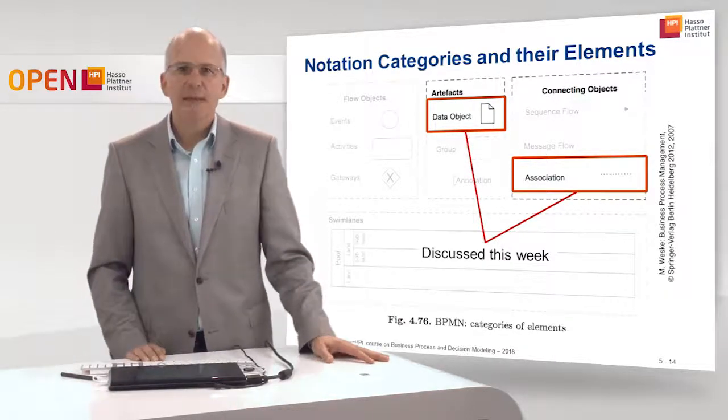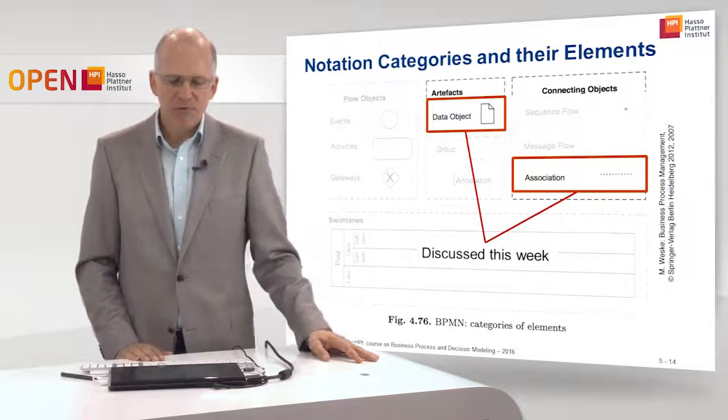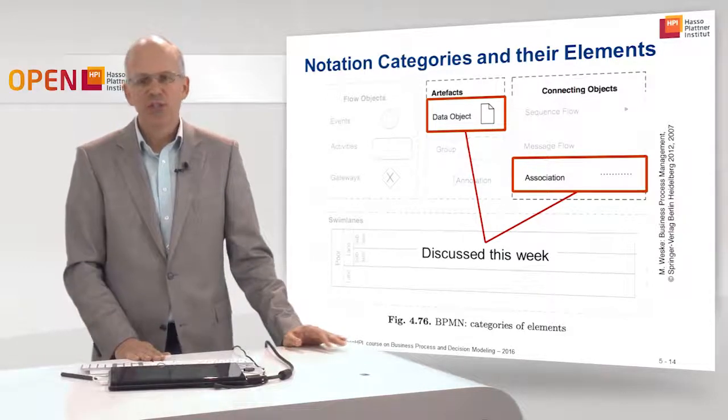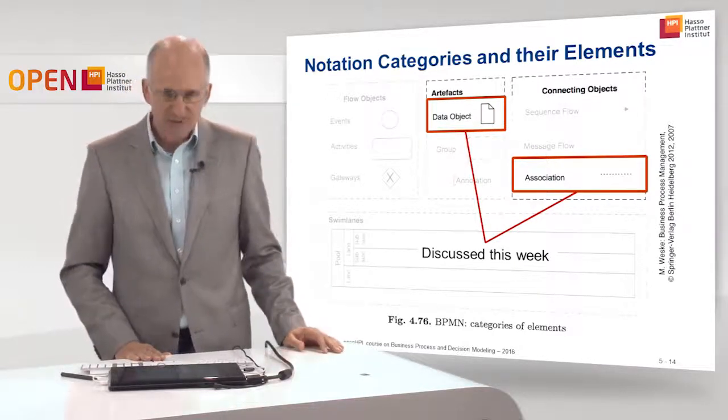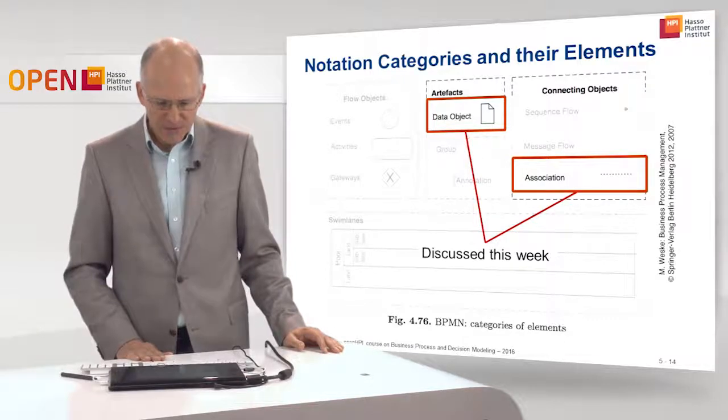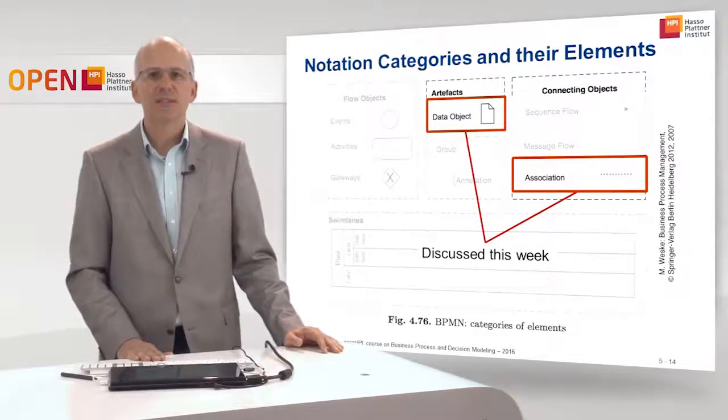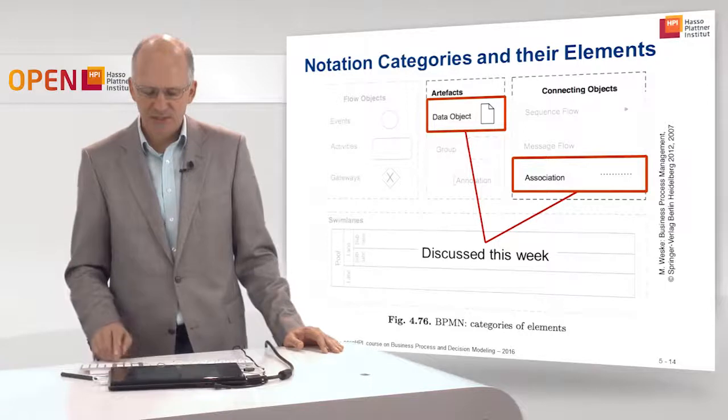Regarding BPMN, we covered a number of notation categories already, and today in this video we look at data objects and also at associations of data objects to activities.